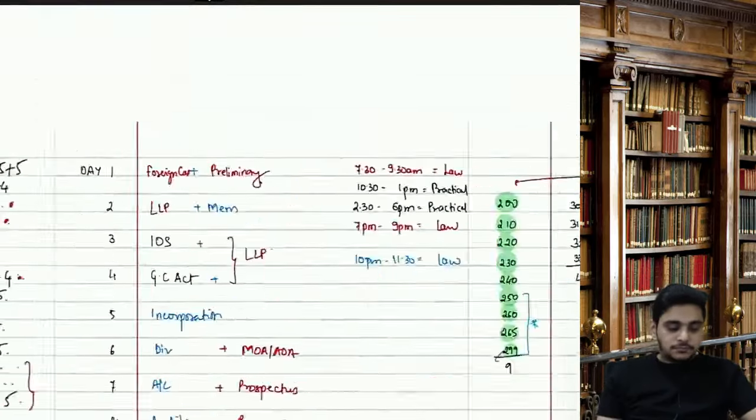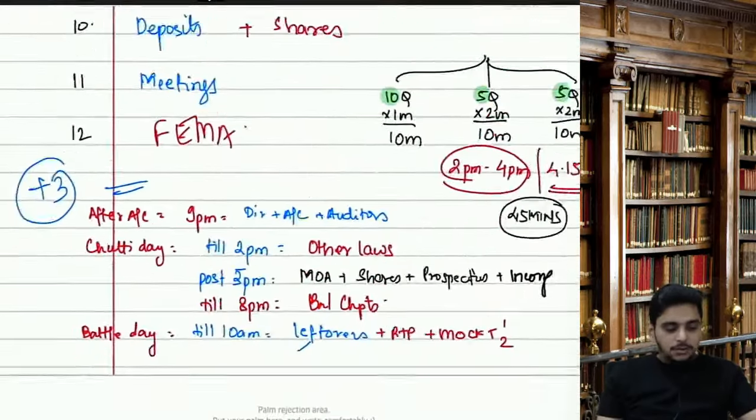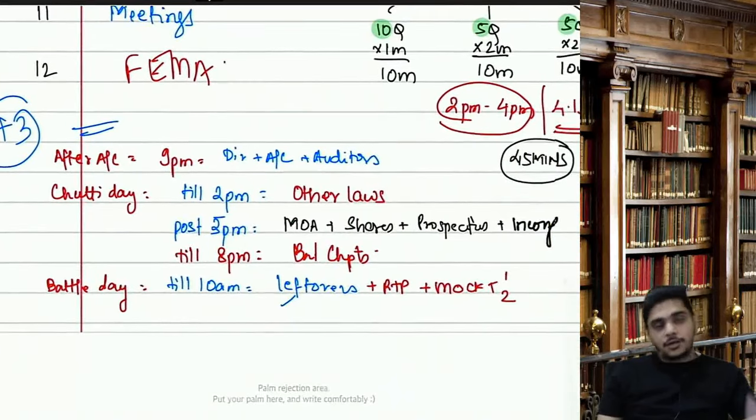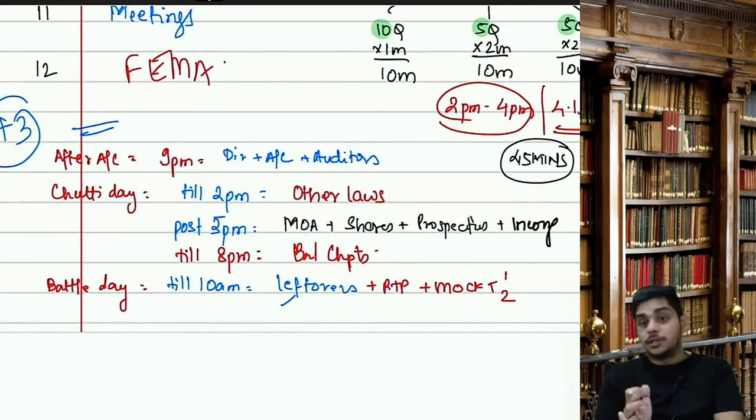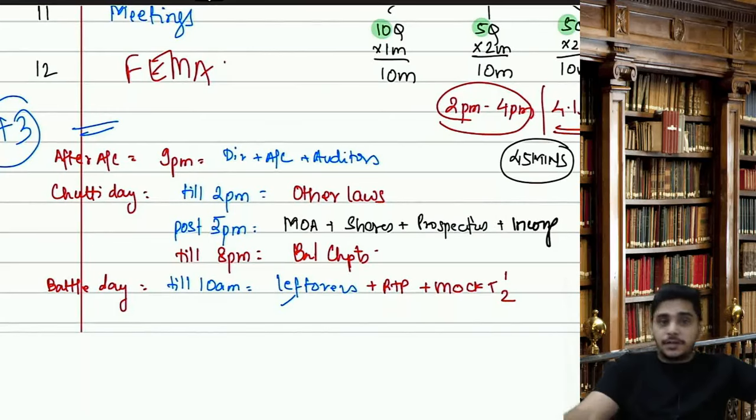Now, when you're coming after your accounts paper, first you have to revise dividend, accounts, auditors, 25 to 30 marks. Then on a holiday, till your lunch break, you do the other laws part: LLP, interpretation of statutes, GCA, FEMA. Revise it out. Then you do all important chapters: MAUA, AUA, incorporation, shares, prospectus, repetitive chapters. Then till dinner time, you finish all the balance chapters.